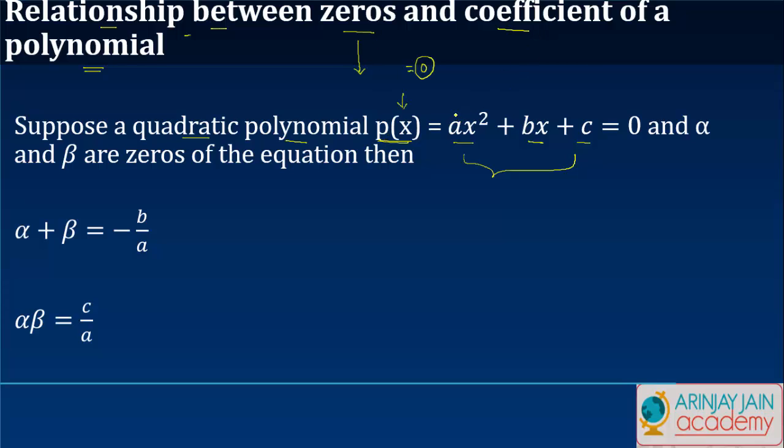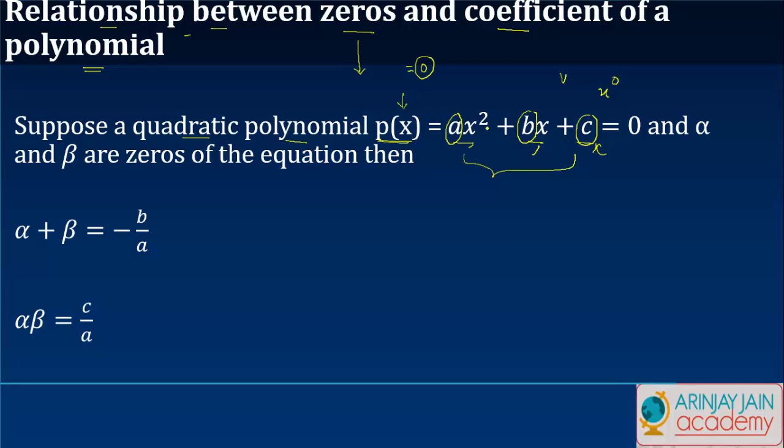And coefficient basically refers to a, b and c. These are the numbers which actually precede the variable. So in this case, x squared, x. Here also you can say it's x to the power 0.